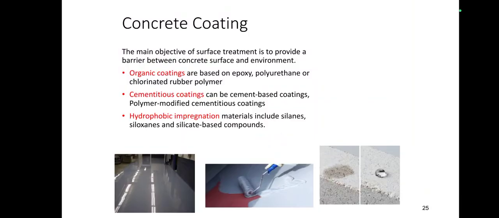Next one is concrete coating. Instead of coating the steel, if we coat the concrete, then it comes under concrete coating. This concrete coating is mainly divided into three: organic, cementitious, and hydrophobic. Organic coating means epoxy or polyurethane coating you can do. Cementitious means cement based coatings, polymer based also we can give. Hydrophobic means water repellent material, mainly silicate based components we can use to coat it.